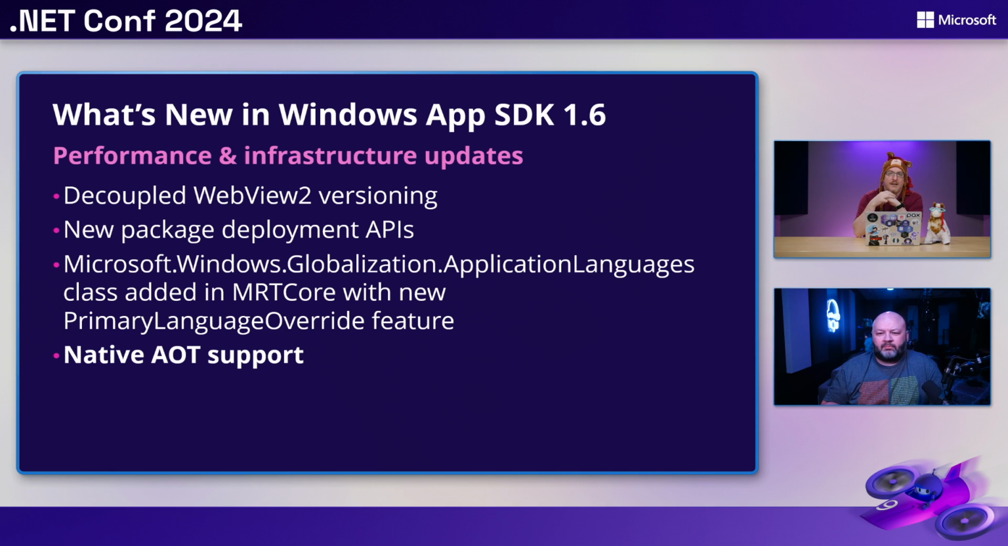Very cool. There are also new package deployment APIs, so if you're doing anything with packaging and having extensions or optional packages, there are some new APIs that have been added to make it easier for your application to manage that more directly. We also have improvements to the globalization and resource APIs that are part of the Windows App SDK.